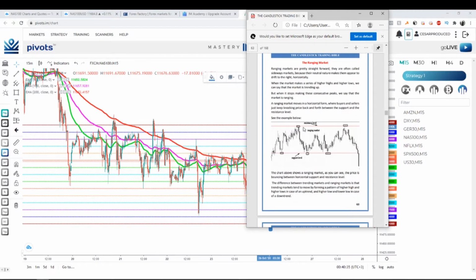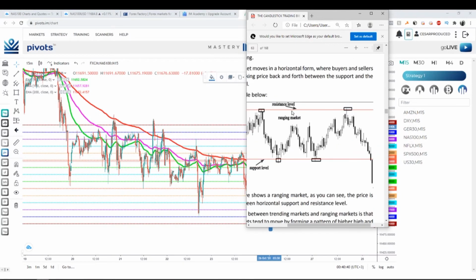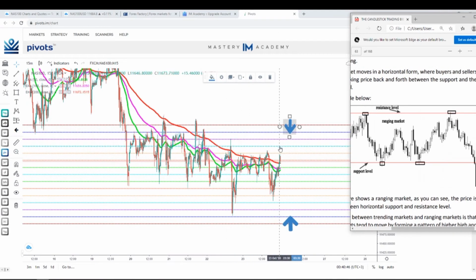So if we think of this ranging market right here, we've got the resistance level at the top. Think of that as R8, so this blue line right here. If I move this over just for a sec, the top of our range is this blue line right here, and the bottom of our range is this blue line right here at S0. So we have R8 at the top of the range, S0 at the bottom of the range.